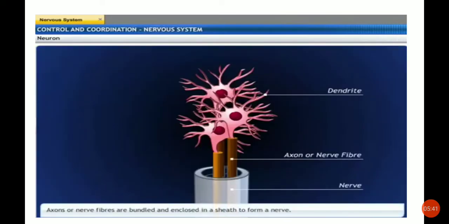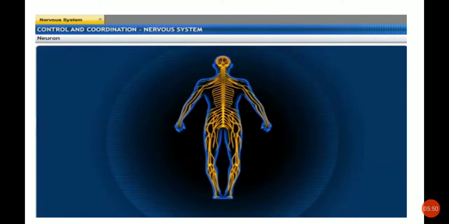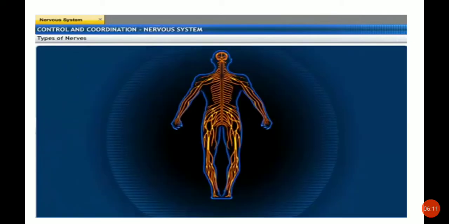All such axons or nerve fibers are bundled and enclosed in a sheath to form a nerve. Nerves are seen as thin threads that emerge from the brain and spinal cord and branch out to all parts of the body. Nerves carry messages back and forth, similar to telephone wires. Let's analyze the different types of nerves.